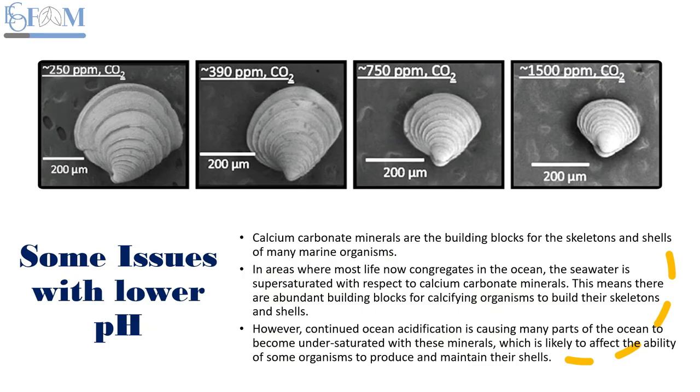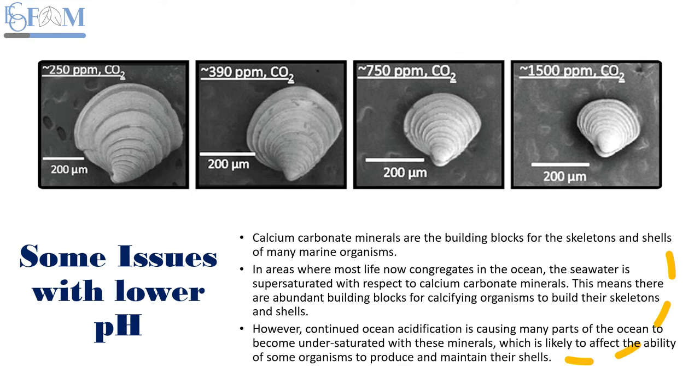So what are the various issues of the pH decrease in the ocean water because of the carbon dioxide emissions? Calcium carbonate is the mineral that is the building block for the skeleton and shells of marine organisms. In the picture you can see that when the carbon dioxide concentration was around 250 ppm, the shell was thicker, and over the period of time when the concentration increased, the thickness of the shell also decreased.